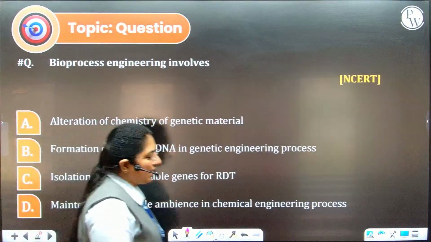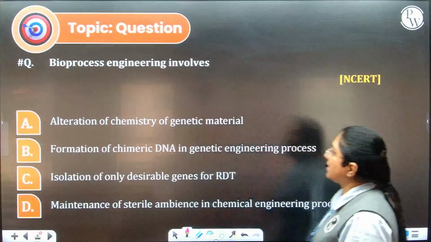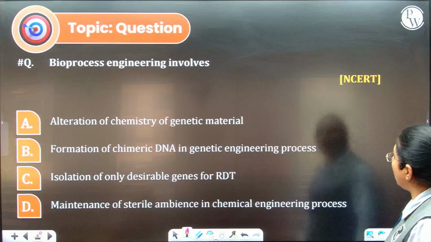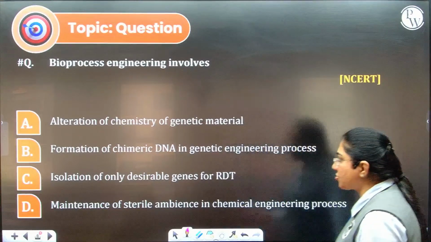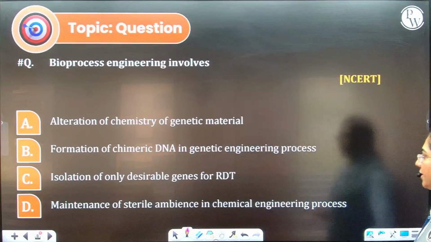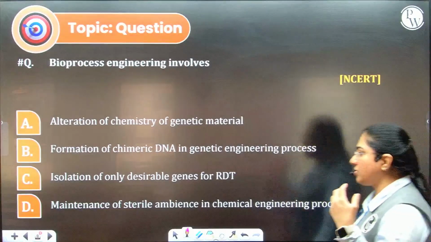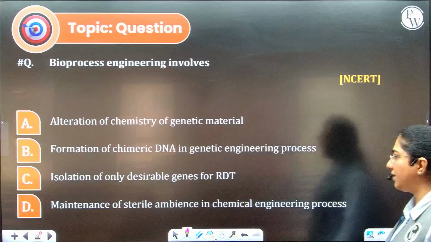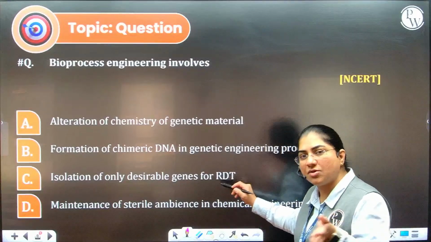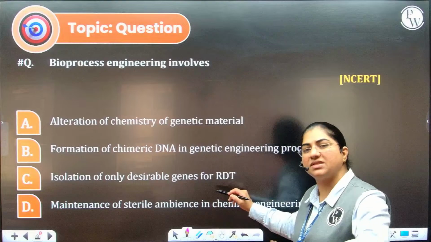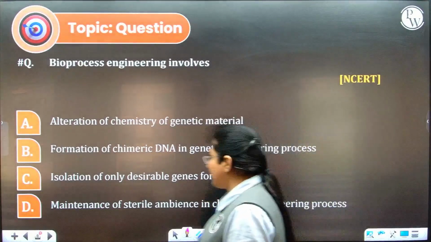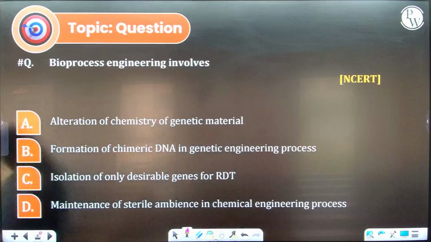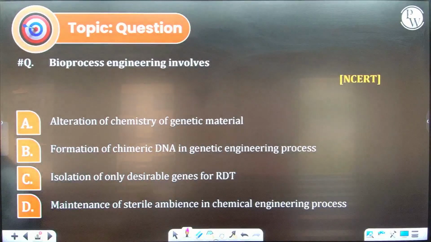Let us quickly go ahead with the question. The question says, bioprocess engineering involves: alteration of the chemistry of the genetic material; formation of chimeric DNA in genetic engineering process; isolation of only desired gene for recombinant DNA technology. RDT is recombinant DNA technology. Remember this, they can use this in the paper. Or maintenance of sterile ambience in chemical engineering. Giving you 2 minutes. Solve and let me know the answer.